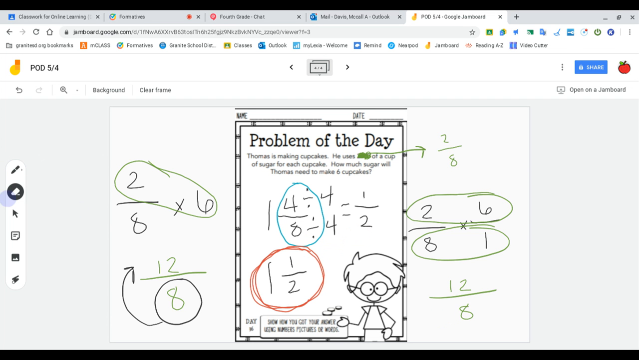You have some different numbers. You have 2/10 of a cup for each cupcake.